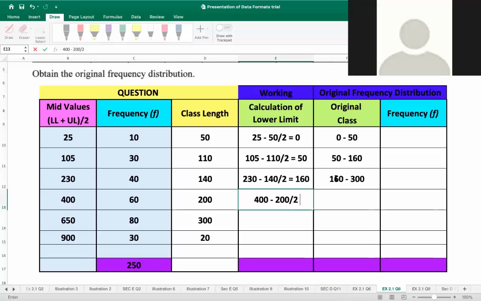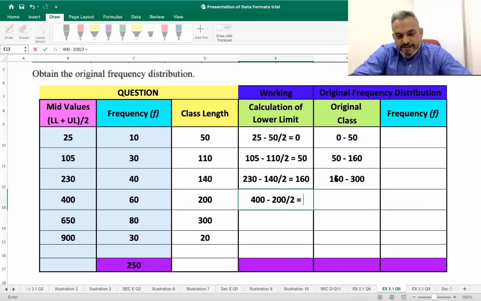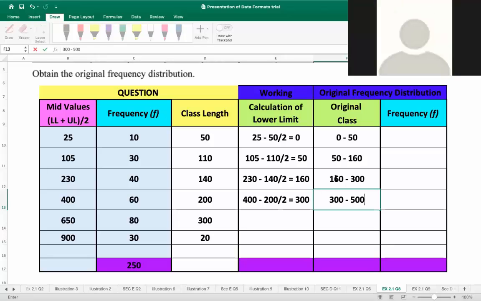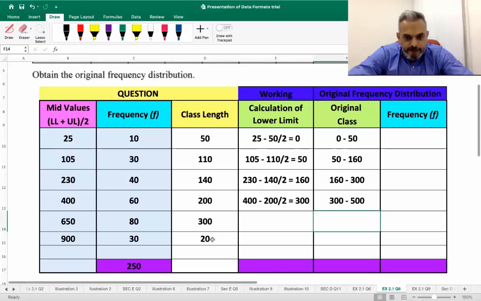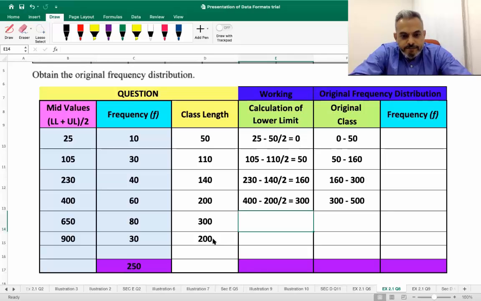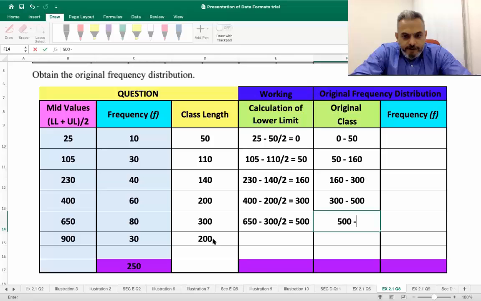Sir, the last class length is 200, not 20. Okay, I'll change it, beta. Last class length was a typing error, so 200. So 400 minus 100, which is 300. So 300 to 500. Then 650 minus 300 divided by 2, which is 650 minus 150, that is 500. So 500 to 800.